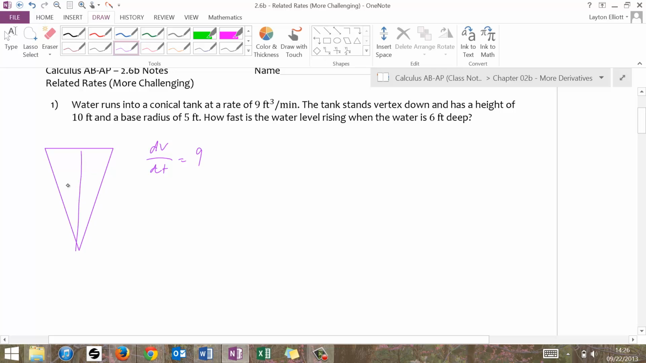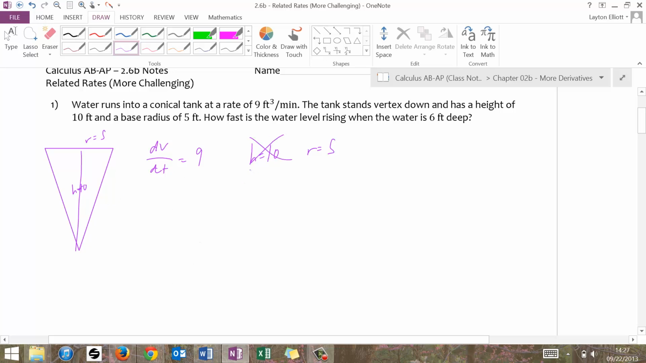So I can say right now that that's h, and h equals 10. And then a base radius of 5 feet, so r equals 5. And it wants to know how fast the water level is rising when the water is 6 feet deep. When the water is 6 feet deep, then h is equal to 6.